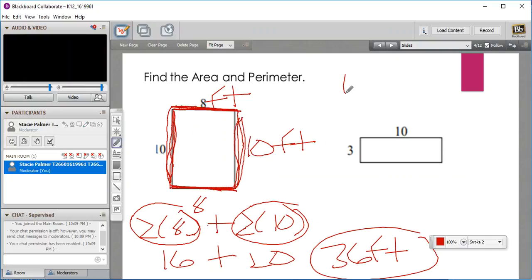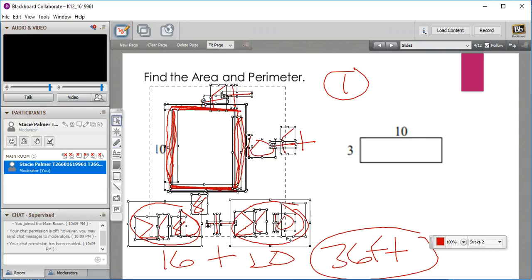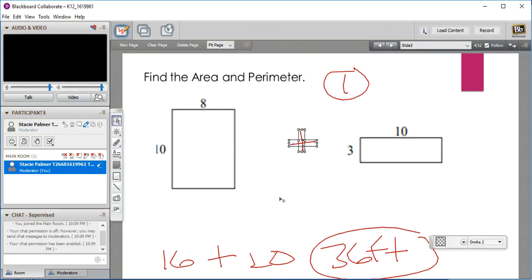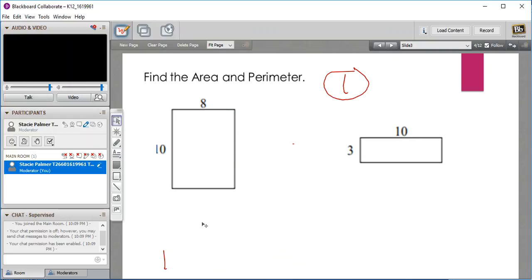So this is question 1 on your quiz, so please make sure you have a piece of paper out. I want you to find the area and the perimeter for this rectangle right here. Find the area and perimeter for this rectangle right here. That is question 1 on your quiz.